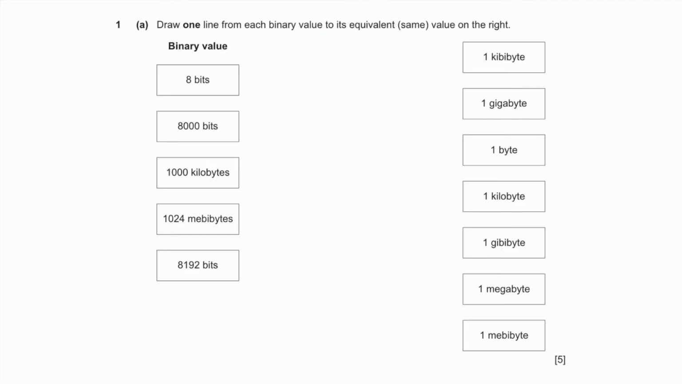So now to illustrate this, let's take a look at an A-level example. So right here, first we've got 8 bits, and we know 8 bits is going to be 1 byte, so we can just go ahead and match this up right here. Next we have 8000 bits, and we know it's going to be 8 bits to 1 byte. So that means that this is going to be 8 times 1000, right? And so that's going to end up being 1000 bytes, which is equivalent to 1 kilobyte.